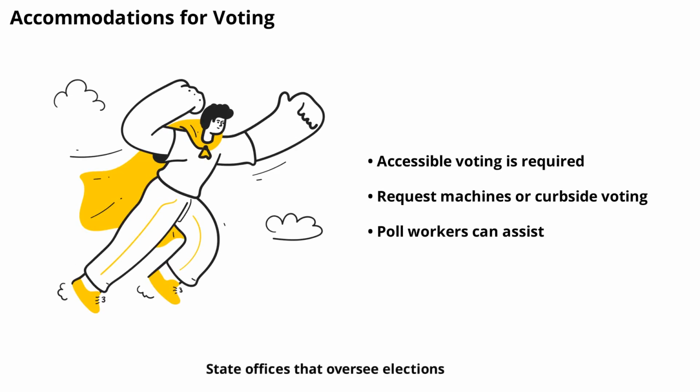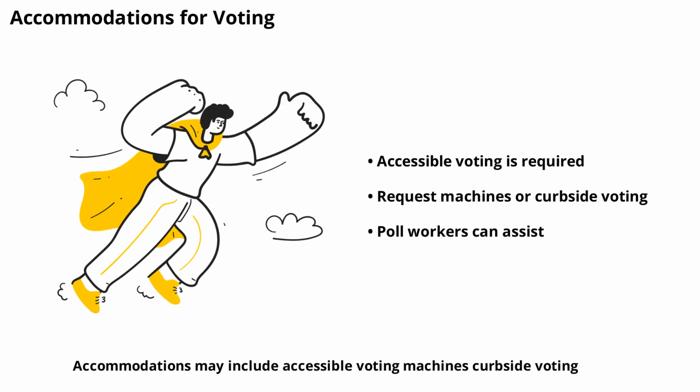State offices that oversee elections must ensure polling places are accessible. Accommodations may include accessible voting machines, curbside voting, or assistance from poll workers. If you need help voting, you have the right to request support to ensure your voice is heard.